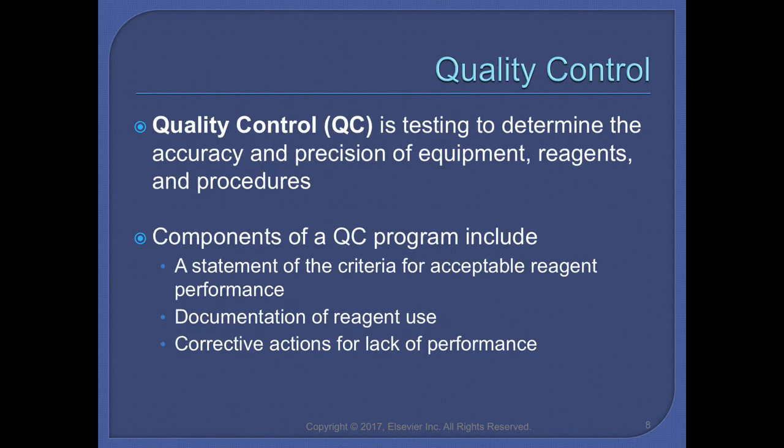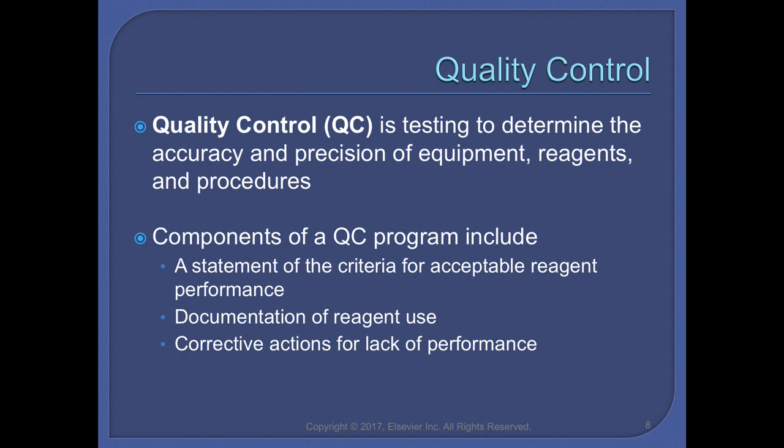So there obviously has to be quality control in testing. So quality control of reagents has to be performed every day. So we have to do a daily control check on reagent red blood cells and anti-sera. And as you can see here in the slide, quality control, QC, is testing that we do in the lab to determine the accuracy and the precision of the equipment, reagent, and procedures.